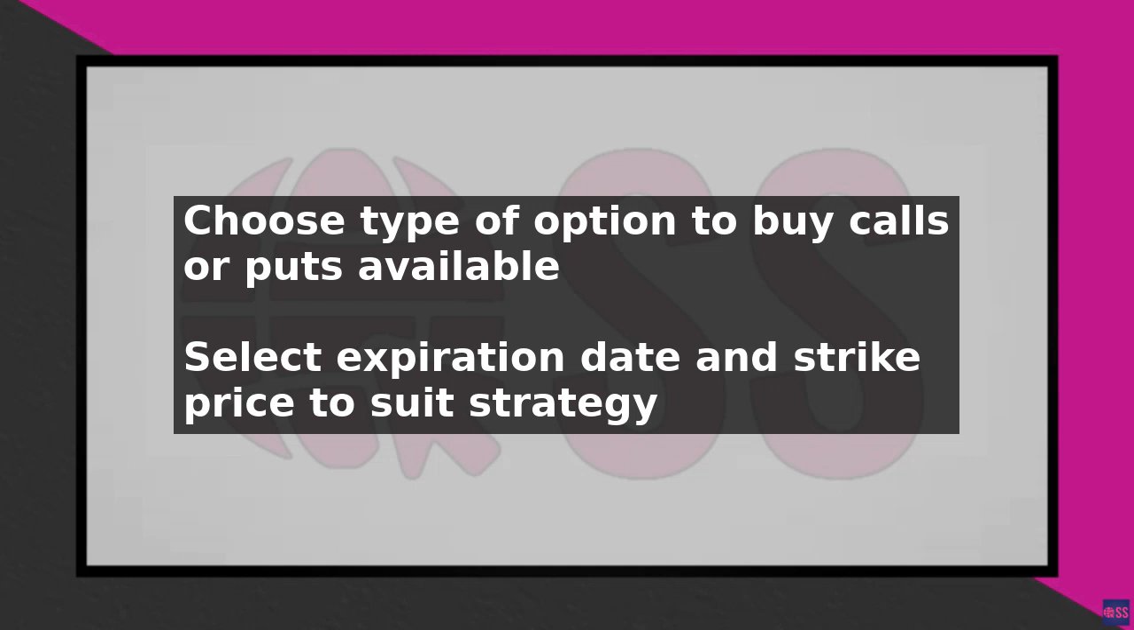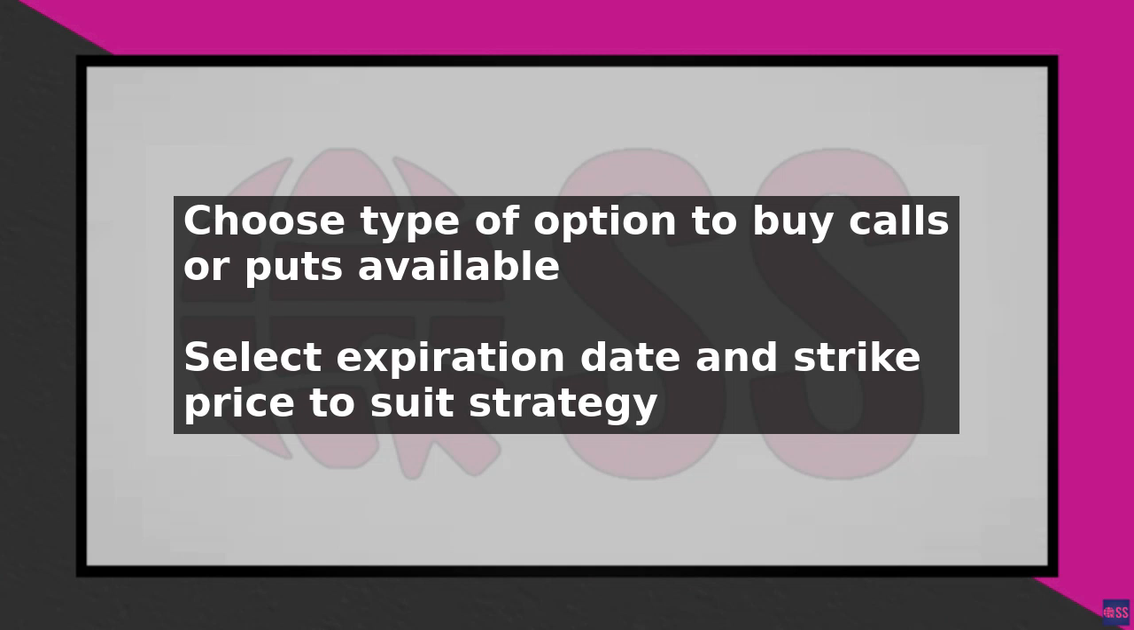To buy an option, you need to choose the type of option you want to buy. There are two main types of options: calls and puts. A call option gives you the right to buy the underlying stock at the strike price, while a put option gives you the right to sell the underlying stock at the strike price.